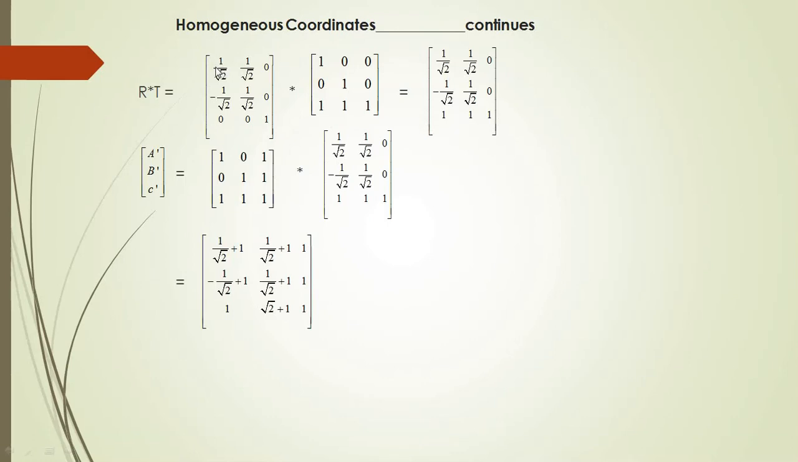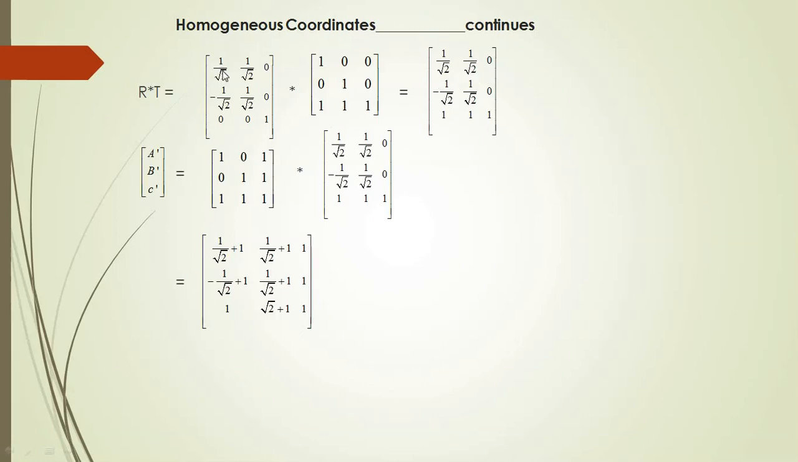So the first row is multiplied into the first column, that is 1 by root 2 into 1 is equal to 1 by root 2, 1 by root 2 into 0 is equal to 0, plus 0 into 1 is equal to 0. So the answer is 1 by root 2. Then the first row is multiplied into the second column, that is 1 by root 2 into 0 plus 1 by root 2 into 1 plus 0 into 1. So the answer is 1 by root 2.